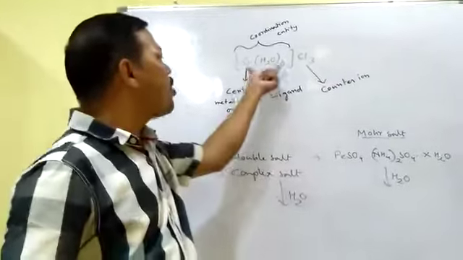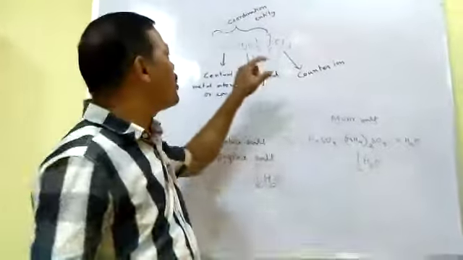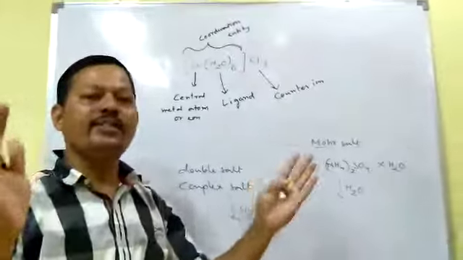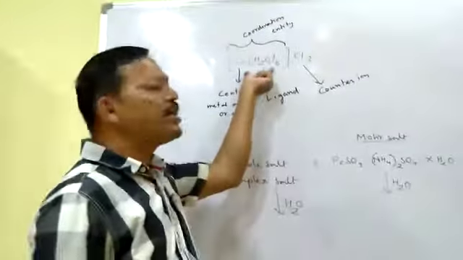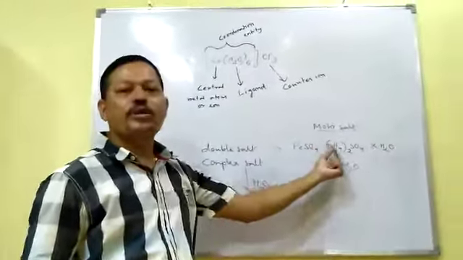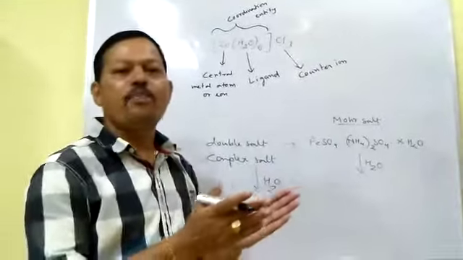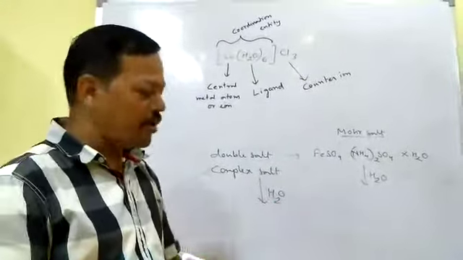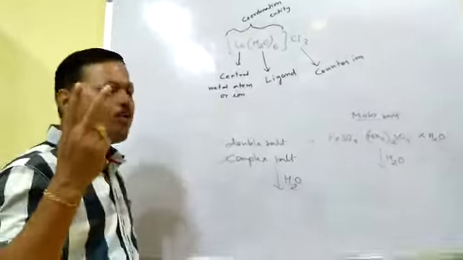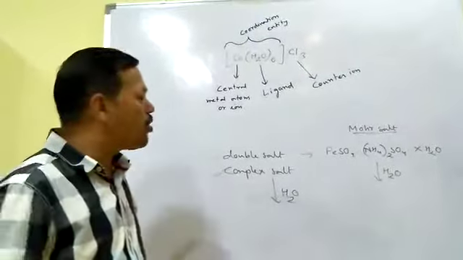I mean this is a complex. Now if you dissolve it in water, the square bracket part will remain the same in water also. You cannot dissociate this part. But if a double salt is mixed with water, the double salt completely dissociates in water. So these were the main points of difference between double salt and complex salt.